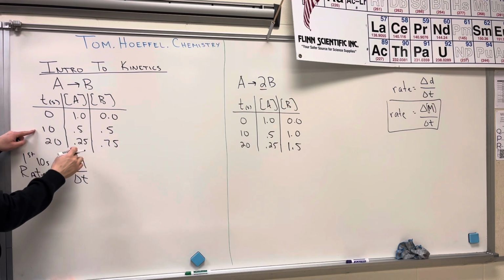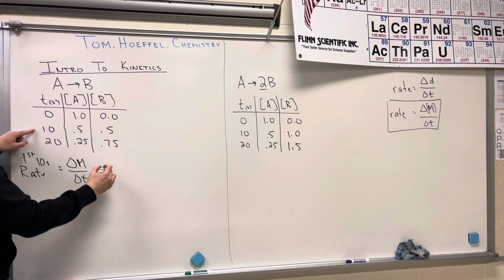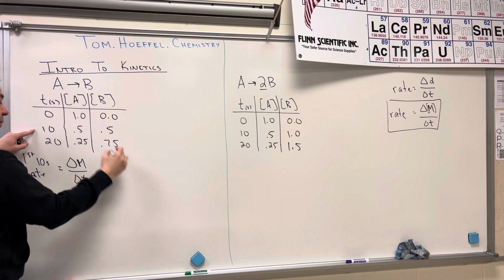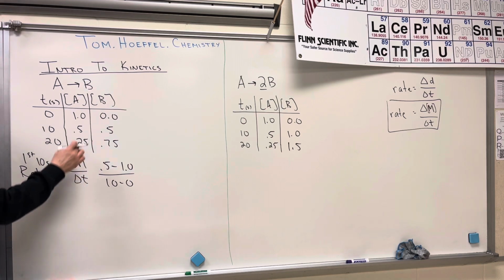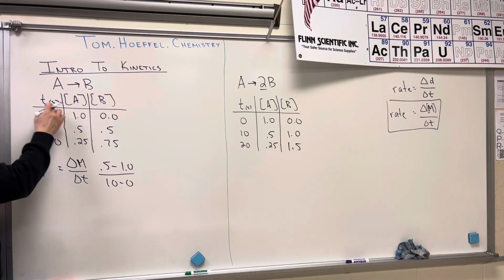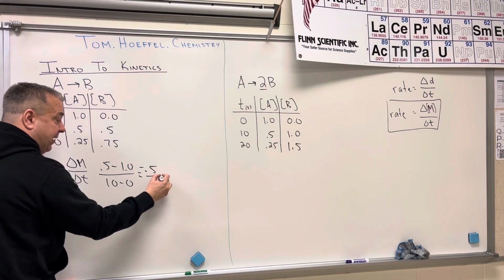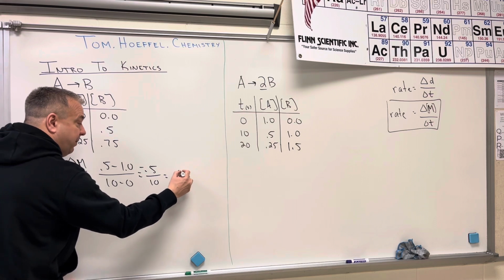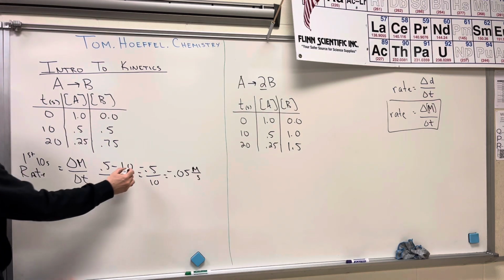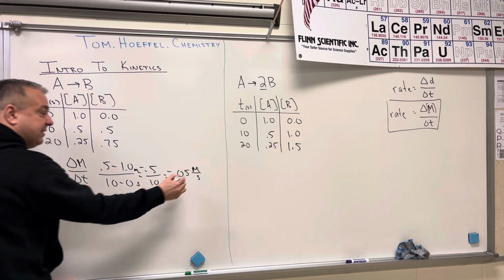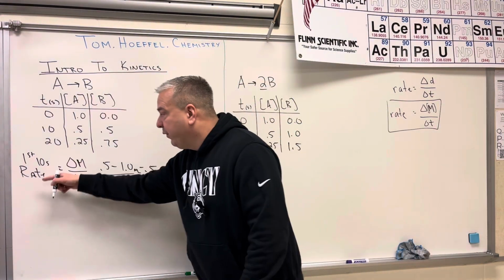So we're going to start out with A, okay. So remember, whenever we do the change in anything, it's always final minus initial. So it's going to be 0.5 minus 1.0 over 10 minus 0, okay. So what I did is I did the change in A over the change in time, okay? And this is going to come out to negative 0.5 over 10. So this is the units that we're going to get, because this is going to be molarity, and this is going to be seconds. So the rate is going to be in molarity per second, okay, for the first 10 seconds.